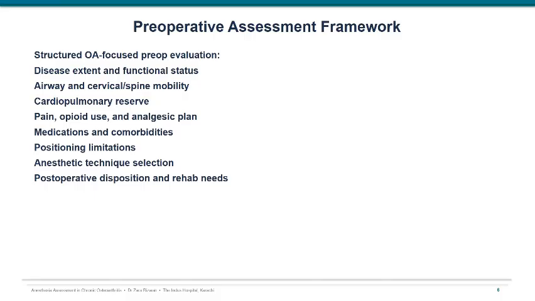The medications and comorbidities, because most of the patients are usually suffering from hypertension, ischemic heart disease, and diabetes, as well as OSA. So the medications need to be optimized. There are positioning limitations and challenges that we need to face during the whole perioperative period. The anesthetic technique selection is again individualized to the patient's condition, and there are postoperative disposition and rehabilitation needs that need to be started as early as possible.